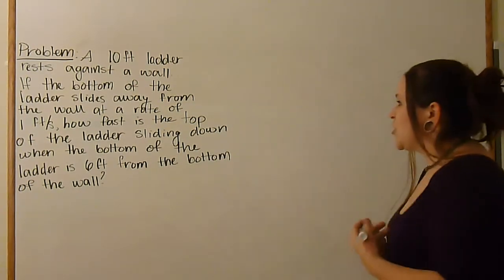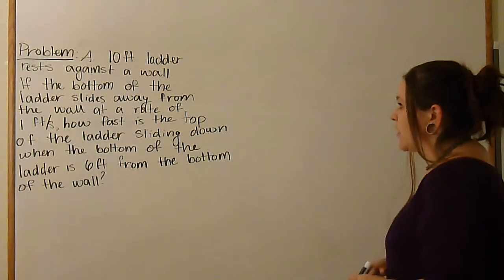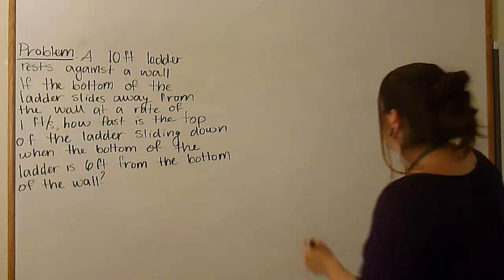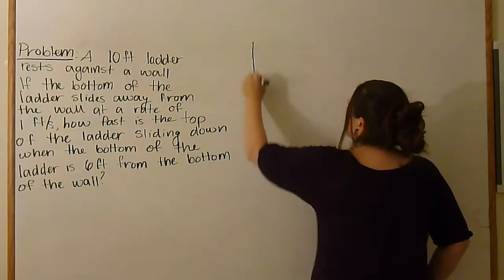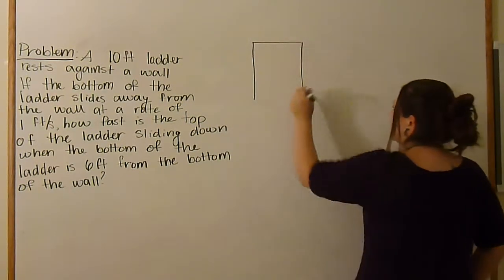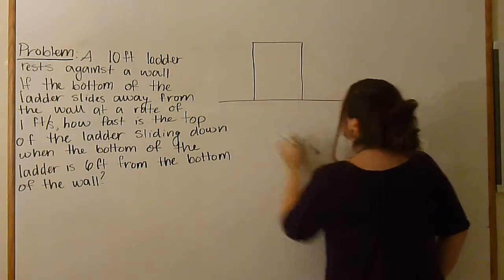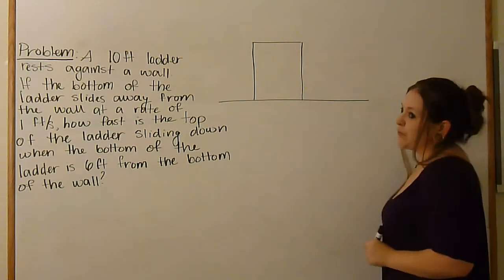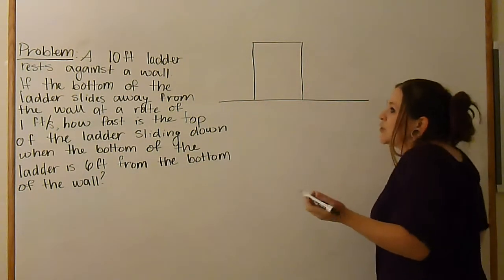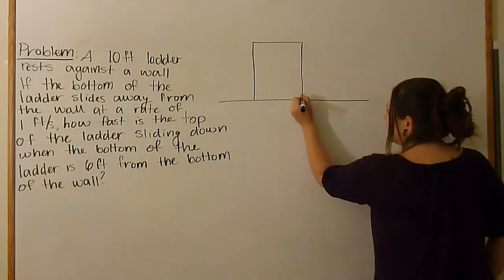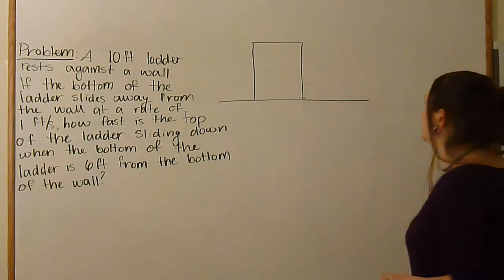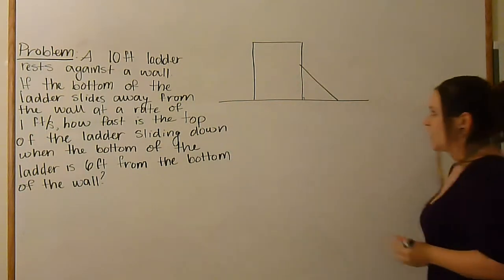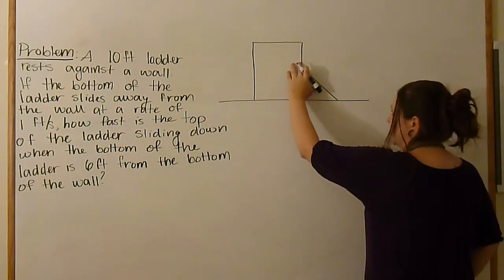So the first thing that we should do to get an idea of what's going on is draw a picture. So I'm going to draw a really horrible picture. I'm going to let this be the building, and this is the ground. This is the wall we're going to talk about, where the ladder will be resting. We're going to assume that it's a standard wall and that this is perpendicular to the ground. So here's my ladder resting against the wall. It doesn't go through the wall.